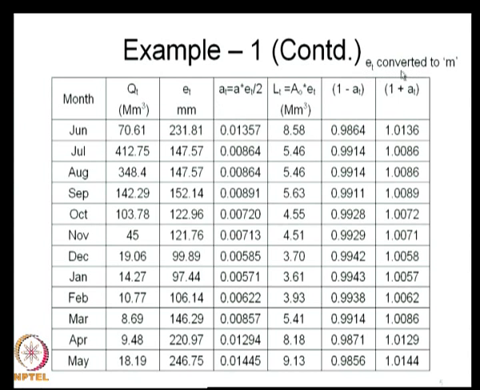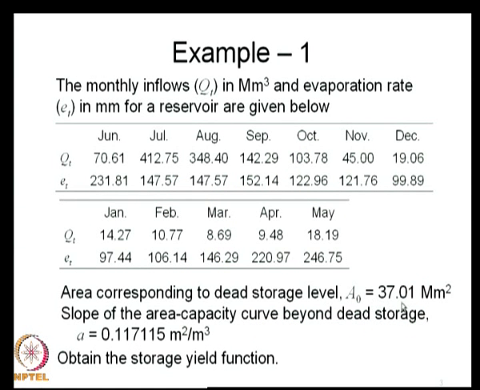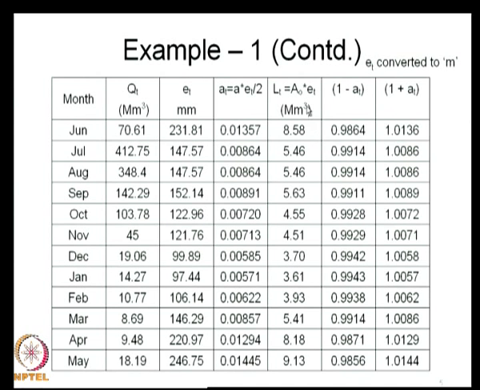E t is in millimeters, we convert it into meters. So, whenever we are using E t anywhere, we are converting it to meters and then using it, which means that here we are dividing it by 1000, and therefore you get A t here, and L t is A naught into E t. A naught is given, A naught is the data here, 37.01, and this is how you get L t, and then 1 minus A t, 1 plus A t. All of this I have explained in the previous class. So, from this now we write the continuity equations.